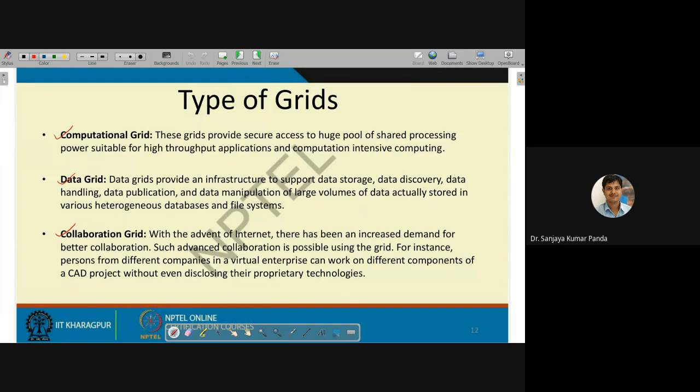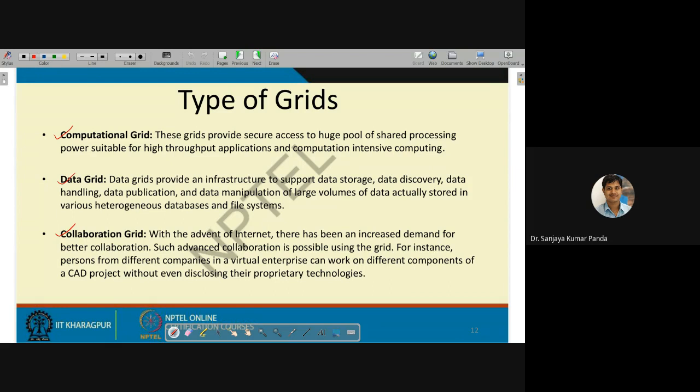So primarily, there are only two different types of grid: one is the computational grid and the other is the data grid. Later, based upon the usage of grid computing, people called them collaboration grid, network grid, or utility grid. Now coming to the collaboration grid. In a collaboration grid, you need to join two or more organizations, not one.